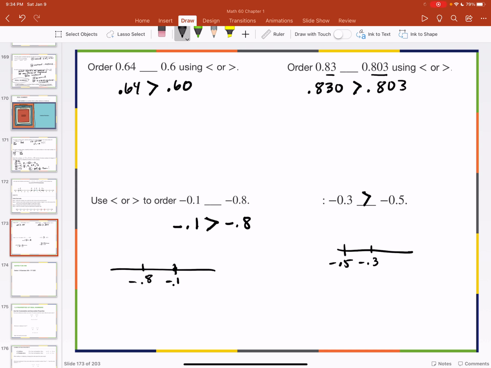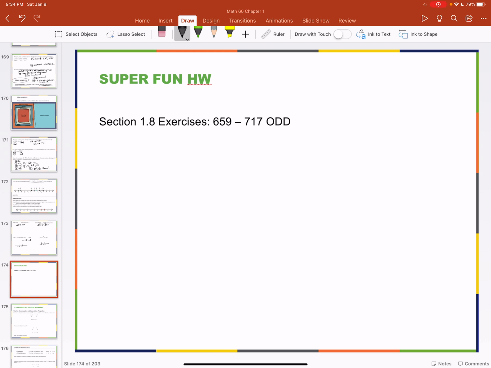Okay, so that's it for this section. You can do the odds again, or you can do every other odd. It's up to you. Honor code, honor system. The more practice, the better. If you can do them, go ahead and do them. The more you practice, the better you will get at this.